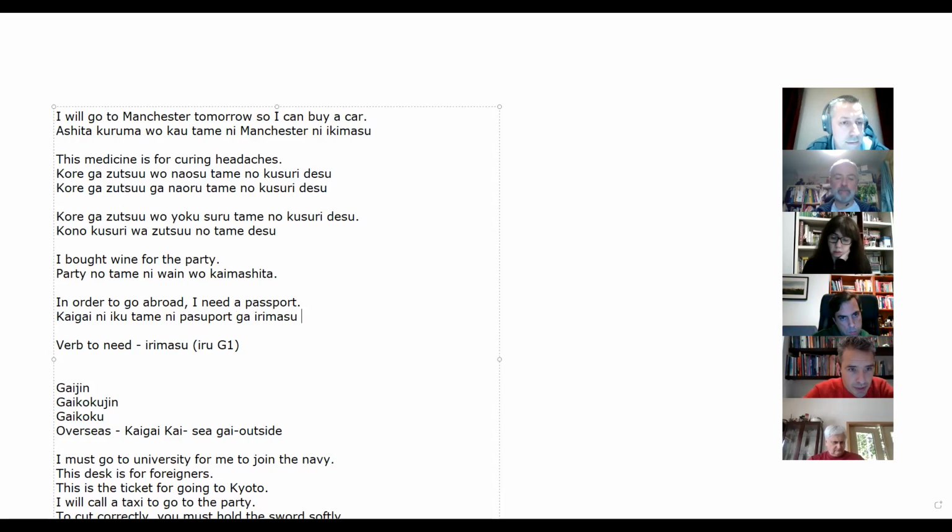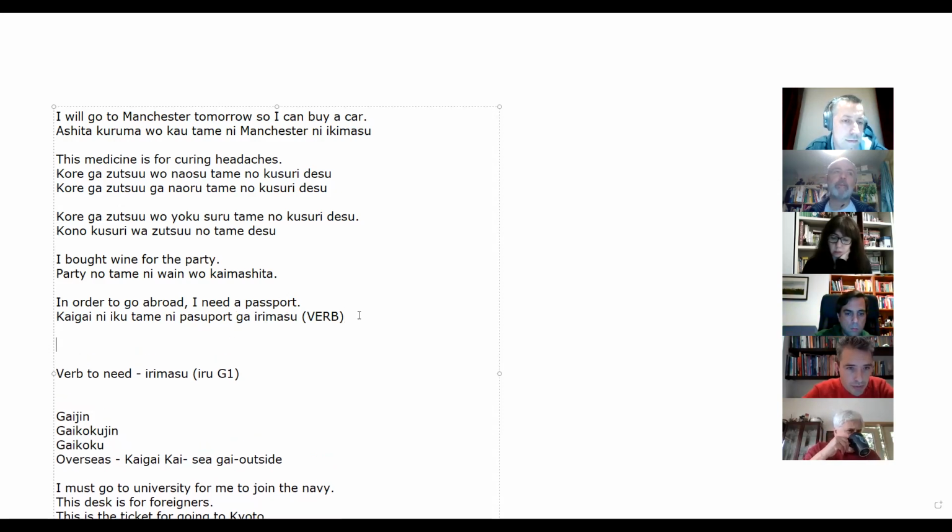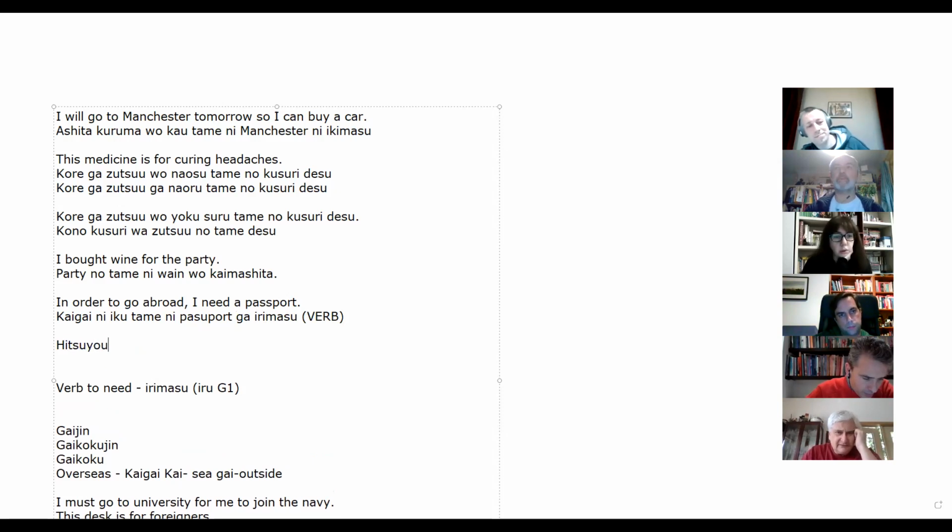So we've now made a verb. This is a verb sentence here. So tame ni is good. But you might remember that we also had a na adjective to mean necessary. Anybody remember what this is? Necessary. Hitsuyo. Good. This is a na adjective.